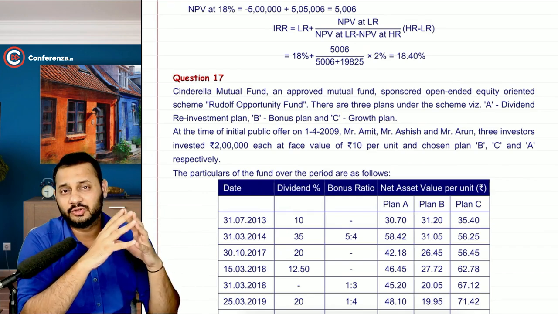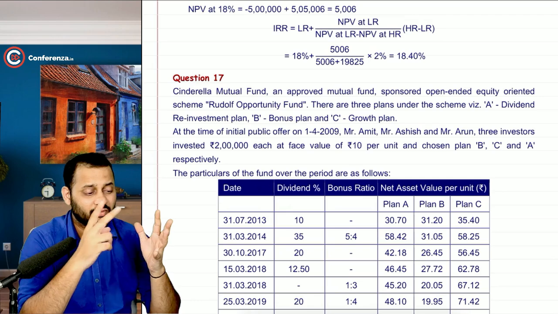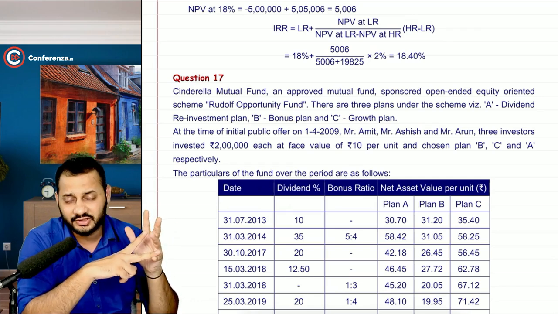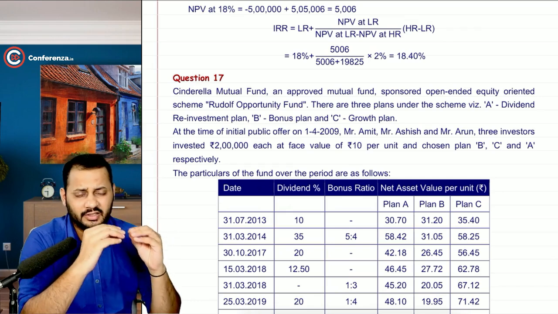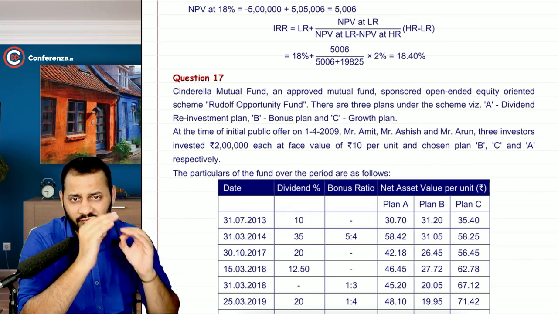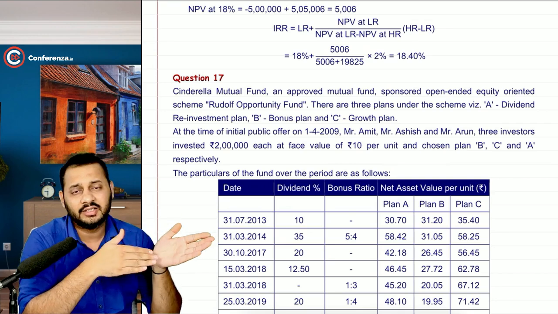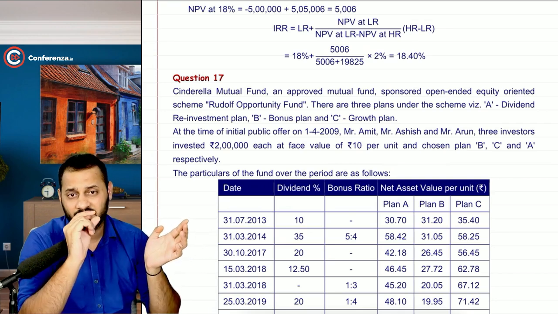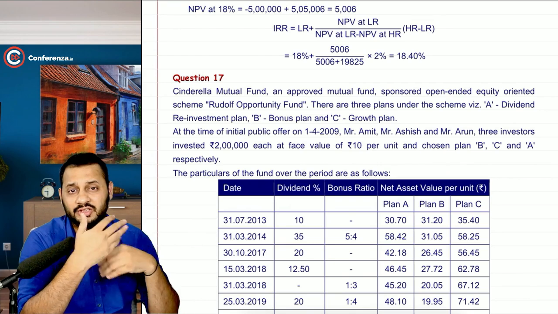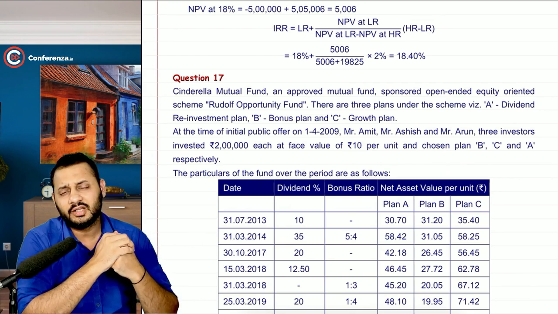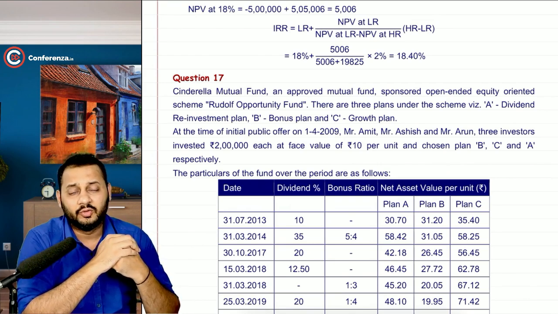What happens in the growth plan is they do not focus on the dividend; they do not declare dividend, they do not declare bonus units also. They mainly focus on increasing the wealth. So 10,000 units invested in the beginning remains 10,000 till the end, but the NAV, the net asset value per unit, grows subsequently over a period of time.